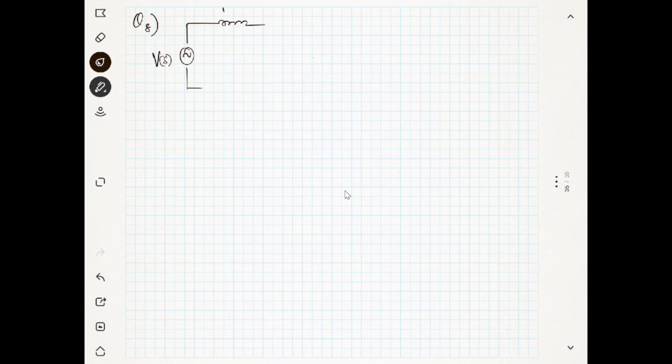This is 1/16 Henry, and there is a capacitor which is 1 farad. Do you know V of S? Have you seen S somewhere? Laplace. Yes, Laplace. It is in the frequency domain, you can say simply. So this is an inductor and there is a capacitor.